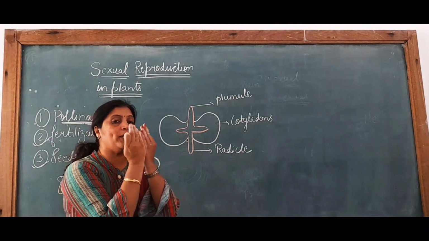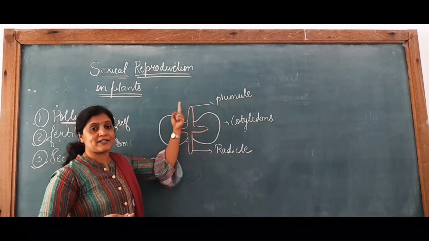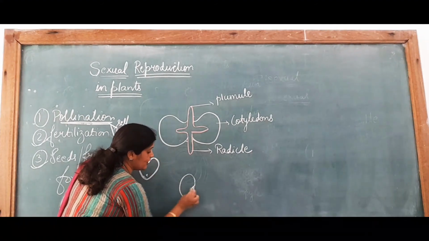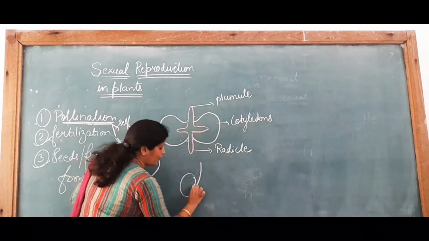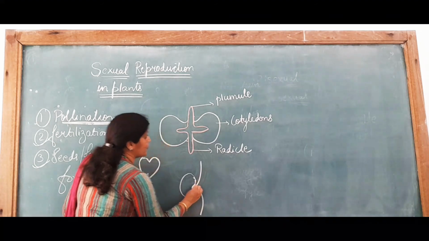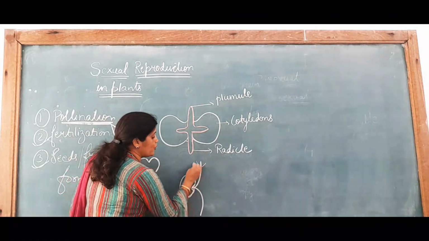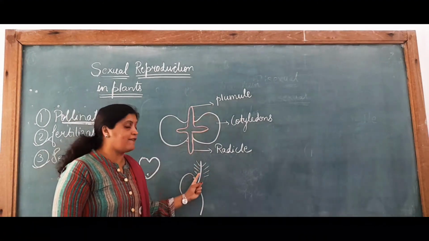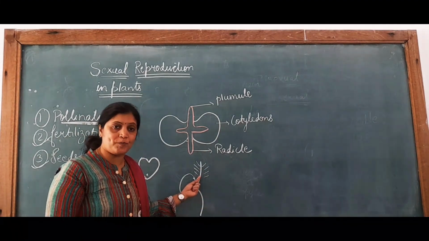When you open this seed, you can see all three parts. First is the upper part, called plumule. If you grow the seed inside the soil, one part will move upwards and one part will grow downwards. This upper part is known as plumule. After that, the plumule gets leaves, stem and all the parts. That means the plumule develops as a shoot.